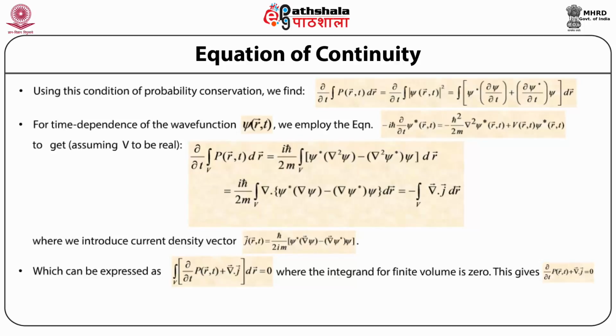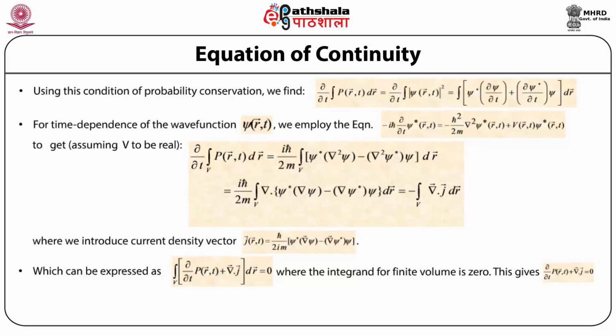h cross is equal to h by 2 pi, where h is the Planck's constant and m is the mass of the particle. From this definition, we can introduce the current density vector. Solving it further, we have iota times h cross by twice m times the volume integral over position vector r, dr, acting on the del operator dot, that is the scalar product of the del operator with the bracket ψ star times del operator acting on wave function ψ minus del operator acting on wave function ψ star times ψ, and this entire term within the bracket can be written as vector j.